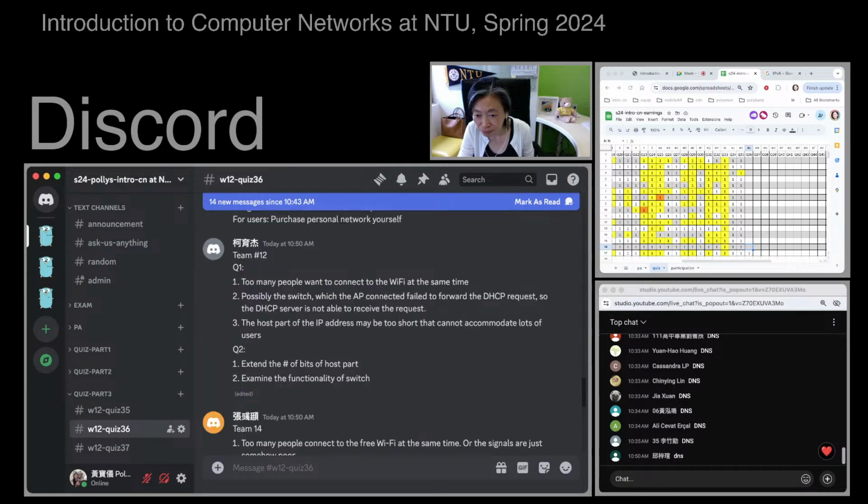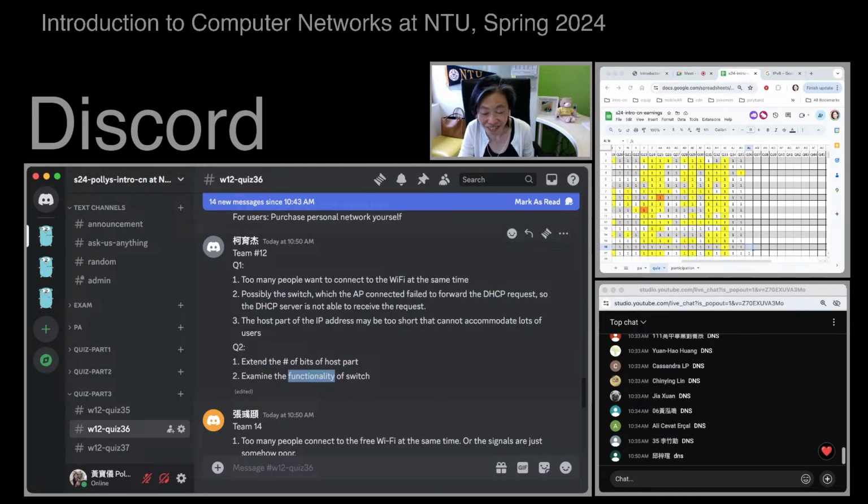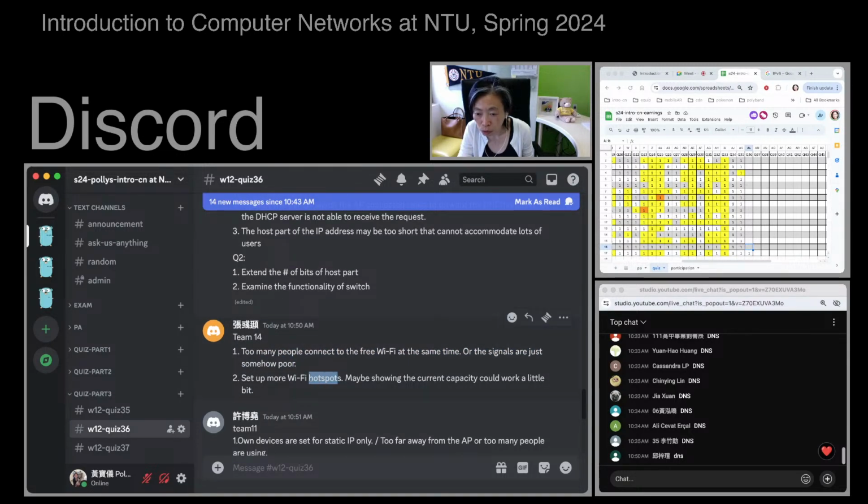Okay. The host part of the IP address, yeah, too short. Again, an assorted, okay, cause of the problem. Extend the number of bits for the host part. Examine the function of the switch. Too many people try to connect at the same time. Signal poor, okay. Set up more APs, maybe showing the current capacity.